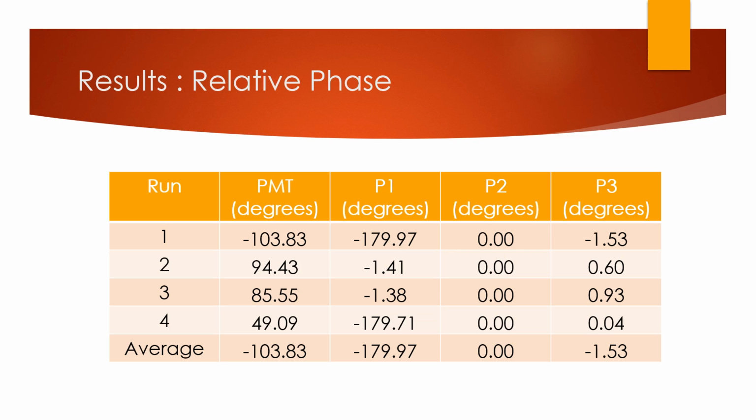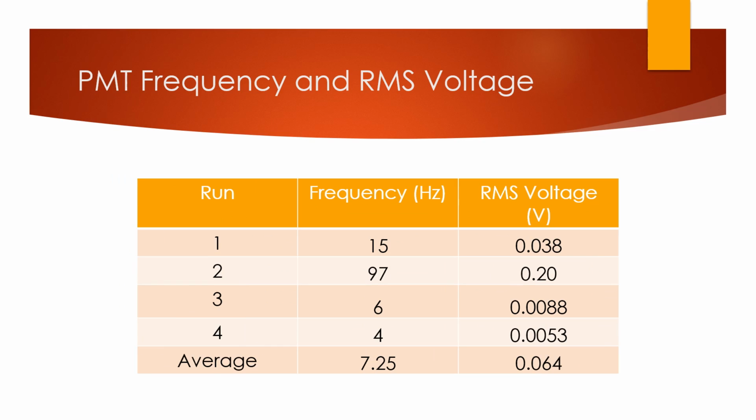It's worth noting that runs 2 and 3 are similar and almost exactly negative 180 degrees out of phase for P1, and runs 1 and 4 are similar and almost entirely in phase for P1. This would most likely be the case for P2 if P2 wasn't being used as the reference angle, given the recurring trends. Finally, an important relationship is showcased in the PMT frequency voltage table.